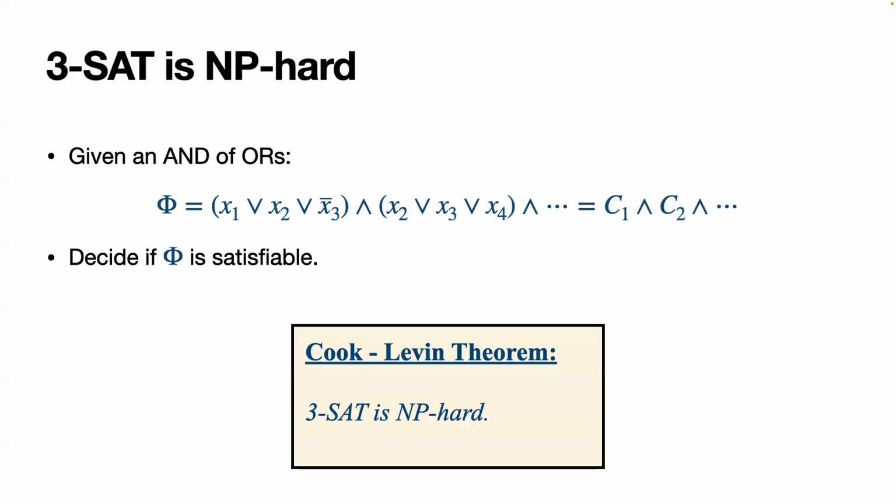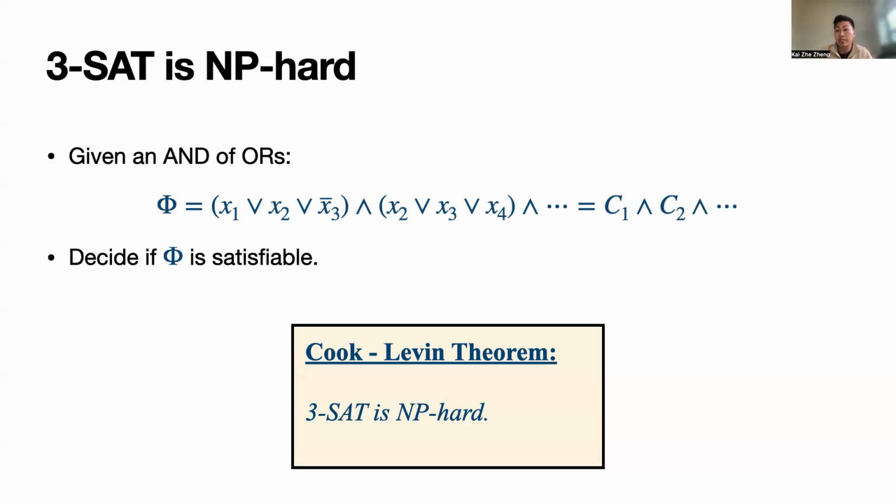So the famous Cook-Levin theorem classifies the complexity of this problem, and it says that 3-SAT is NP-hard. So this means that in some sense, 3-SAT is really capturing the complexity of the class NP. And from reductions from 3-SAT, we can actually show that many other problems of interest are NP-hard as well. So this theorem gives us a way to classify the complexity of many problems of interest in computer science.